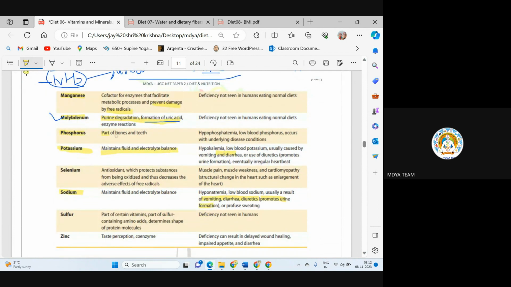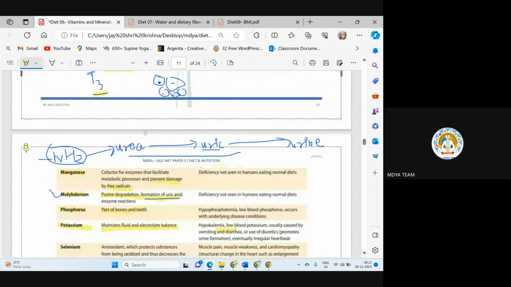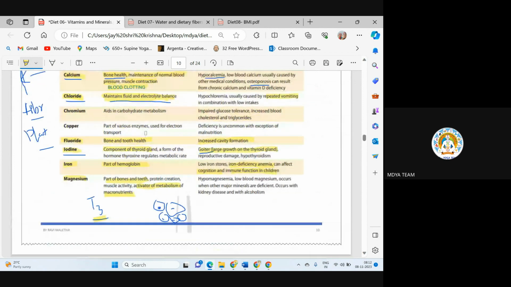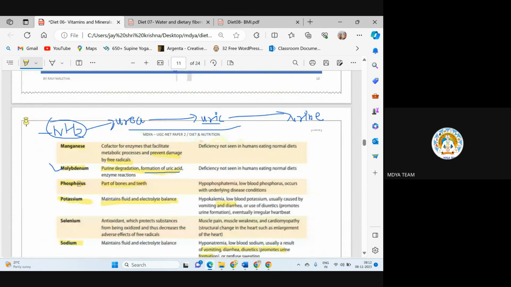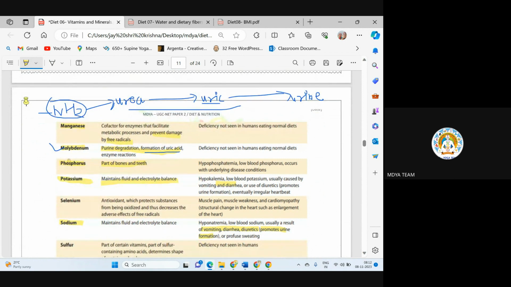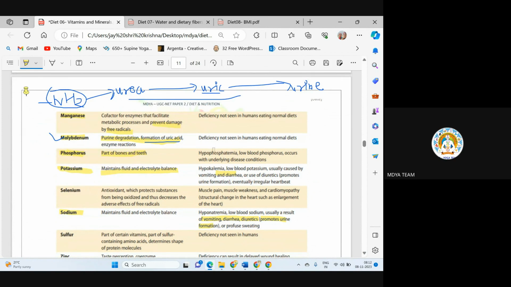Phosphorus, parts of bones and teeth. Now we have four nutrients along with fluoride and magnesium: calcium and phosphorus. This is also part of bone and teeth. Please correlate each nutrient with each other. And phosphorus deficiency is also not that much common like iron and all, but its deficiency is known as hypophosphatemia, and it is not that much common. You can skip that.